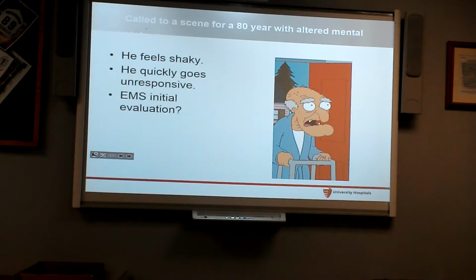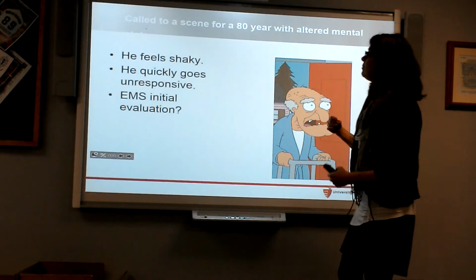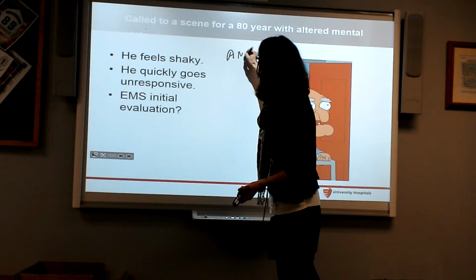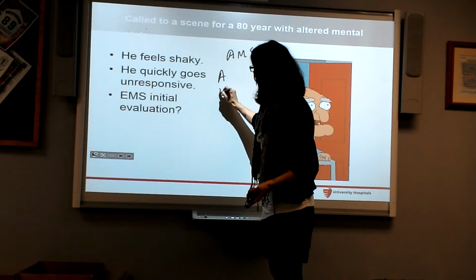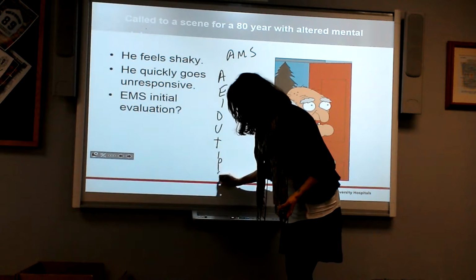You're called to the scene for an 80-year-old with an altered mental status. He feels shaky, he quickly goes unresponsive. Your initial evaluation: anytime you have somebody with an altered mental status, or AMS, you wanna go AEIOU TIPS. That's just a little mnemonic.